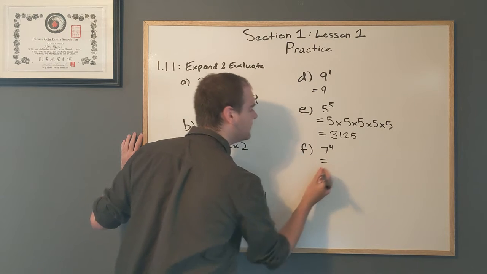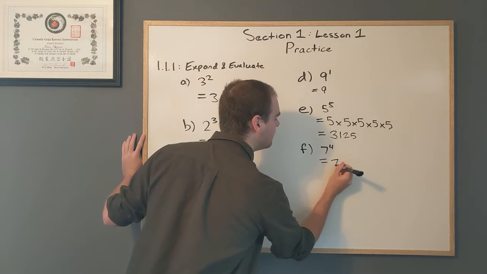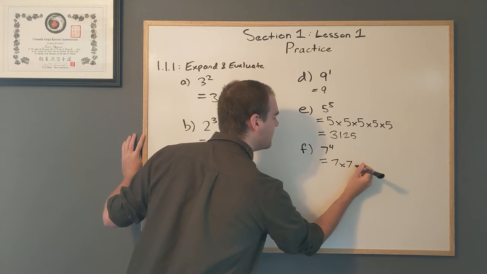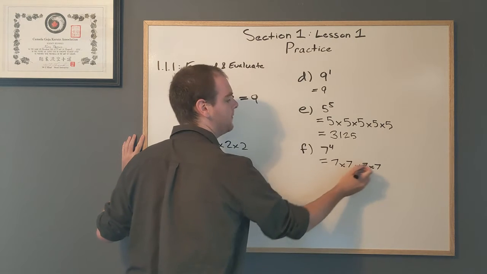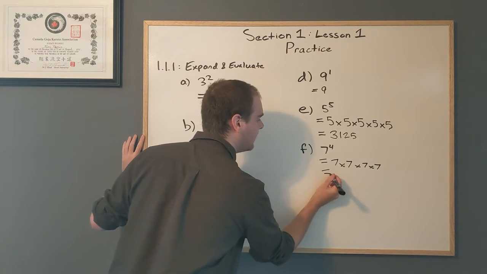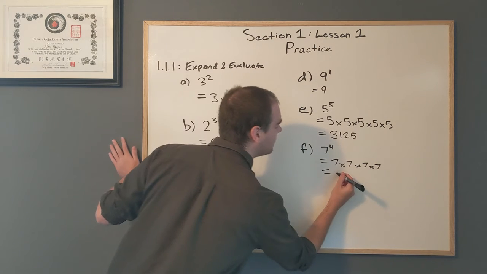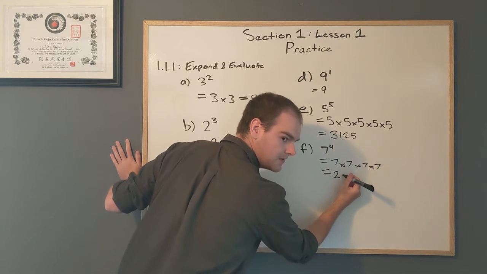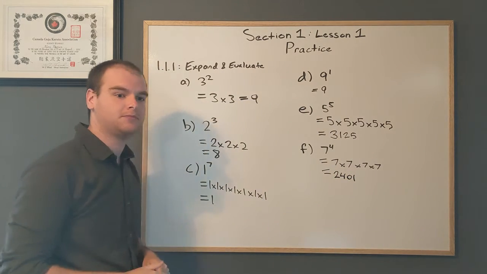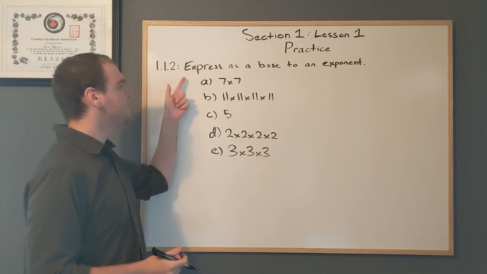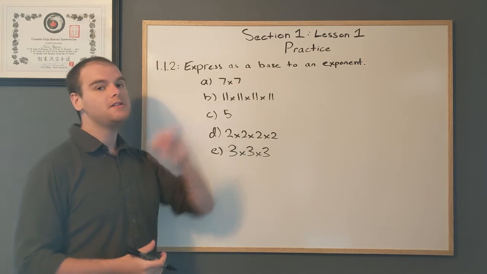And lastly, we have 7 to the 4th power, which would be 7 times 7 times 7 times 7. So we have 4 7s. And again, I don't expect you to know this, so if we plug it into our calculator, we get 2,401.